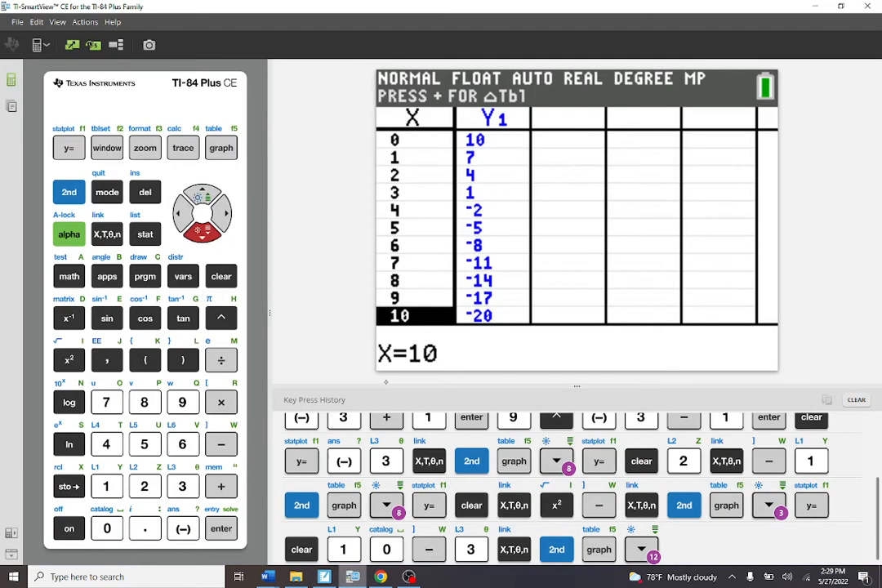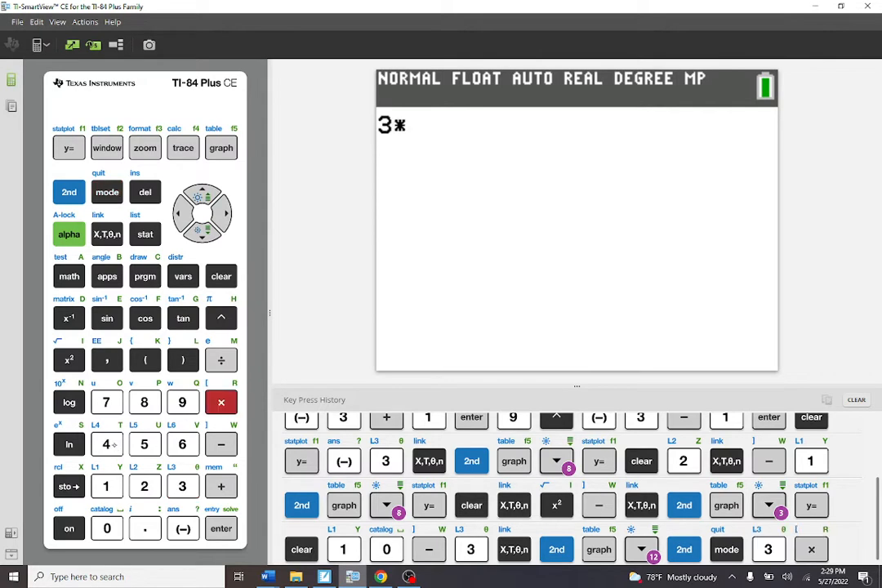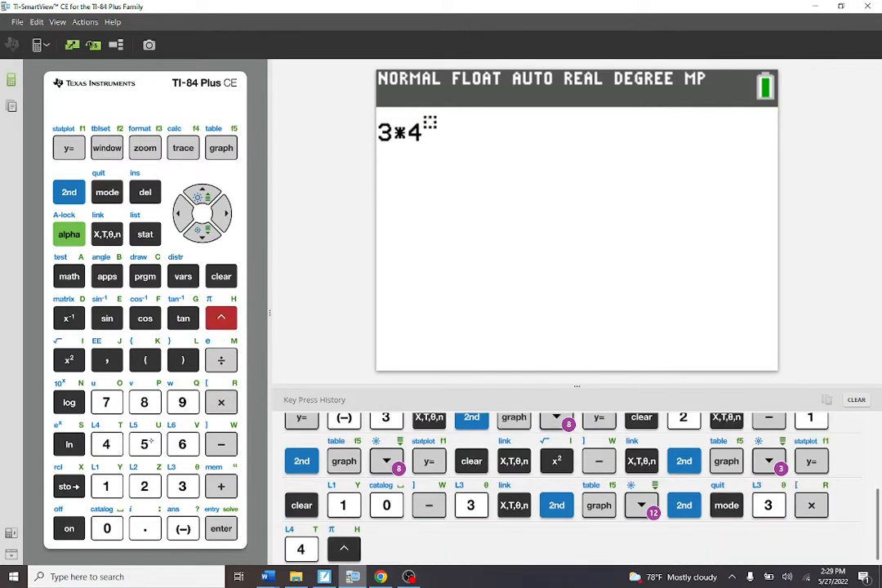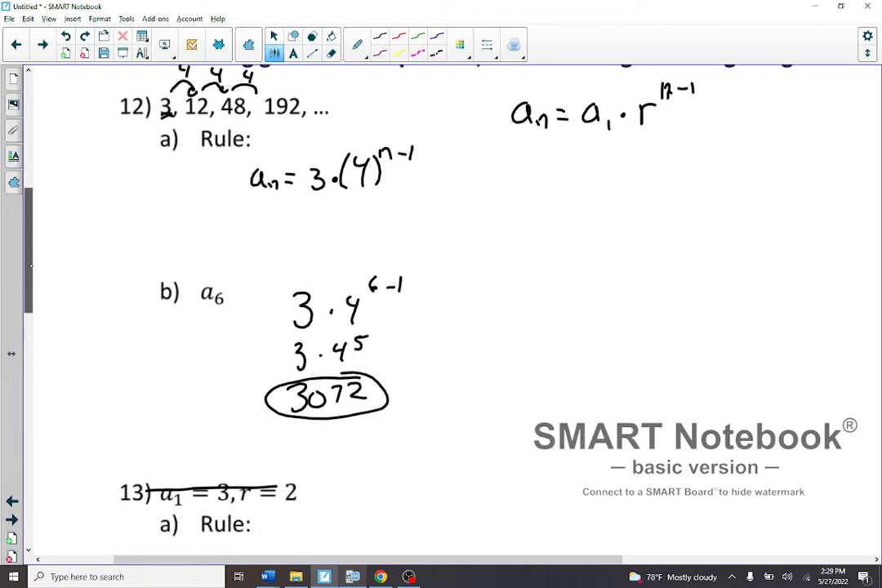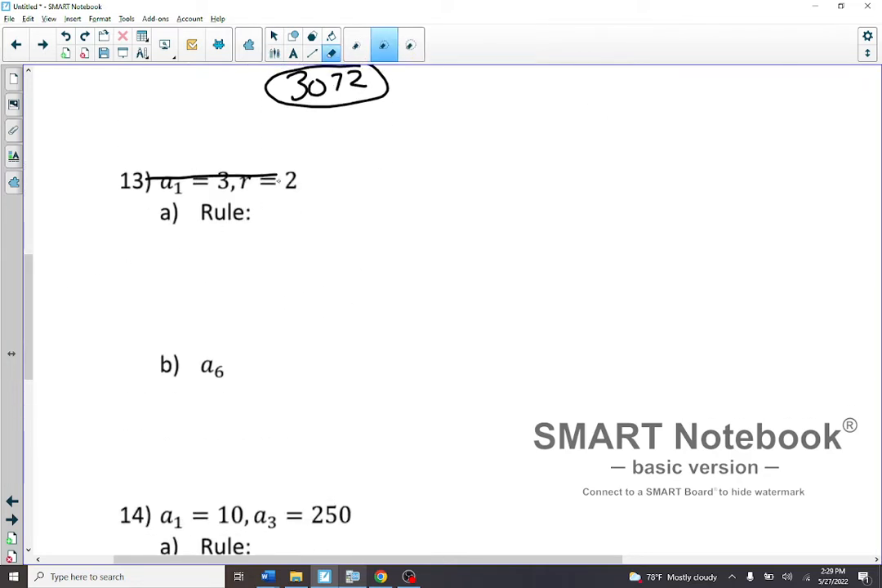I don't know that off by hand, so I'm just going to go to my calculator. 3 times 4 to the power of 5 is 3,072. Our next one.